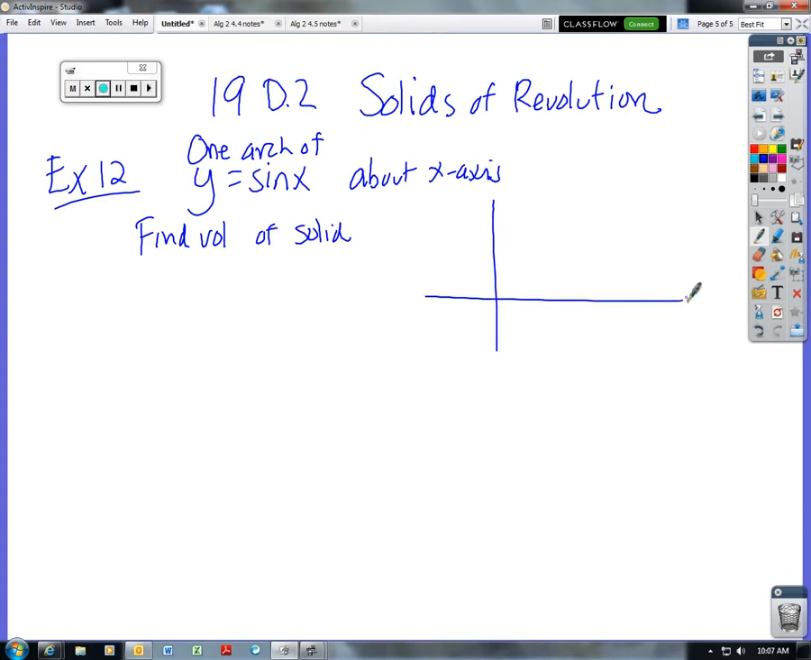Well, we know sine goes from 0, it goes like that. One arch is from 0 to pi. And then we're simply going to be revolving that. So it's kind of like a football, actually. Imagine the football.